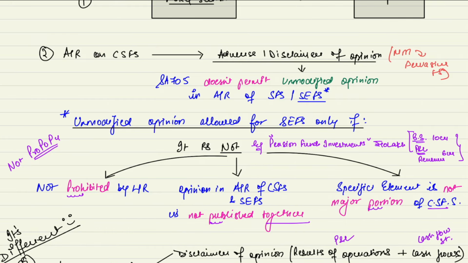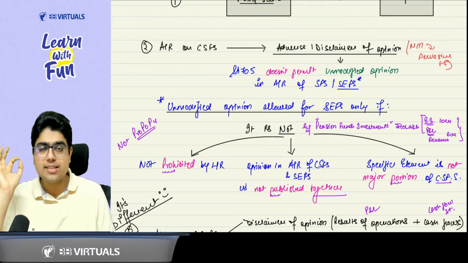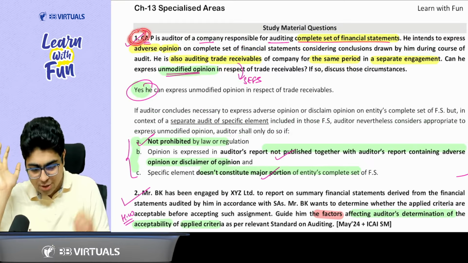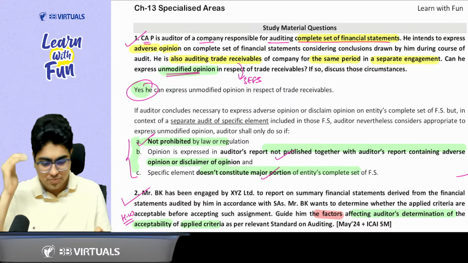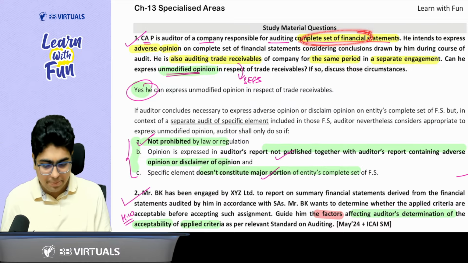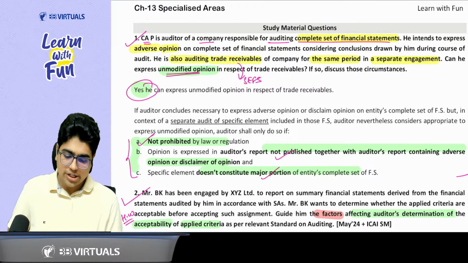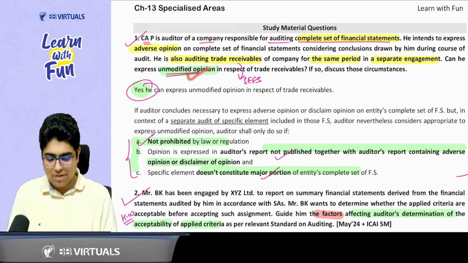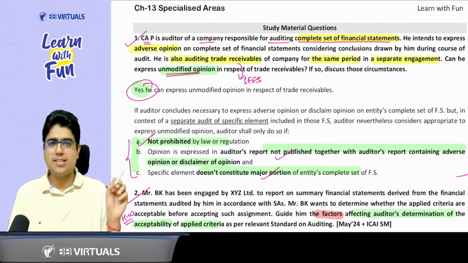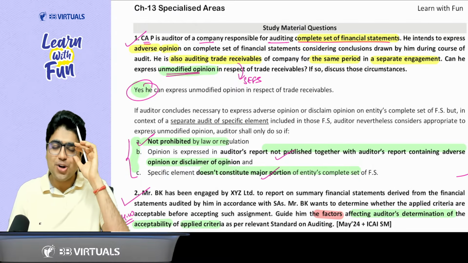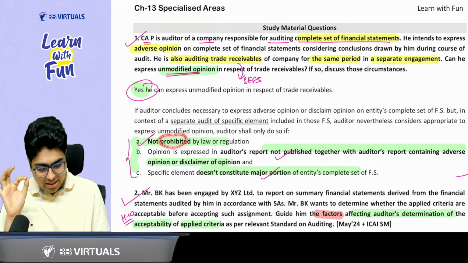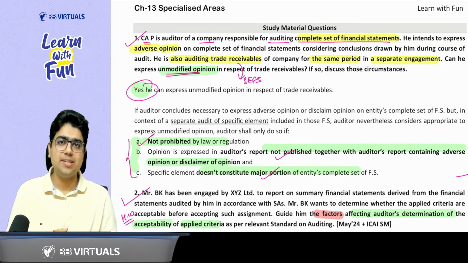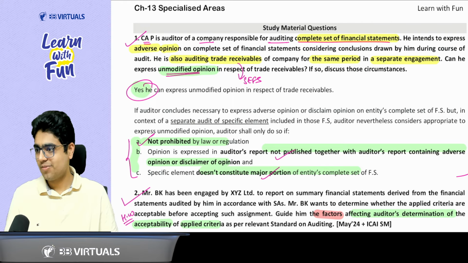Got the concept? Yes, sir. It is a very important point. This point was tested in the November 24 exams. And if you come to your question bank, question number 1 is related to this topic only. So here you can see an adverse opinion is given on the complete set. Now you are auditing trade payable. Trade payable is a specific element of the financial statements. Can you give an unmodified opinion? Yes, provided these 3 conditions are satisfied. It is not a pro po pu. Not pro po pu means not prohibited, not a major portion, and not published together.